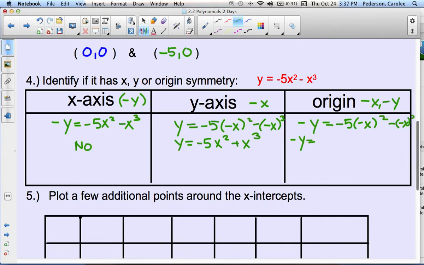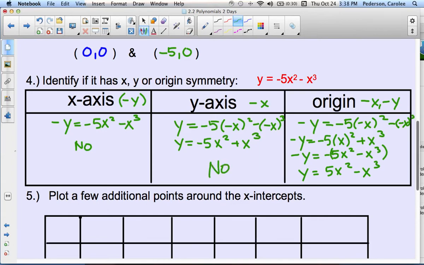Negative y equals negative 5 times positive x squared, minus positive x cubed. Take out a negative 1 from the right-hand side, which turns that to a positive 5x squared and a negative x cubed. If I divide both sides by negative 1, I get y equals 5x squared minus x cubed. I did not get the original back. I should have put no here and no here. So unfortunately we have no symmetry with this problem to help us with some points.